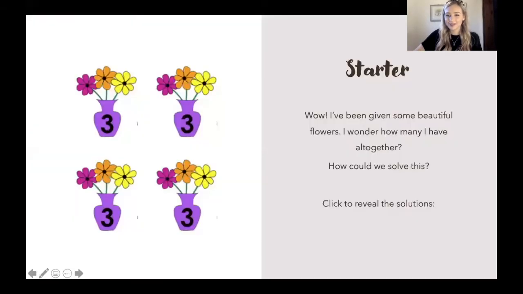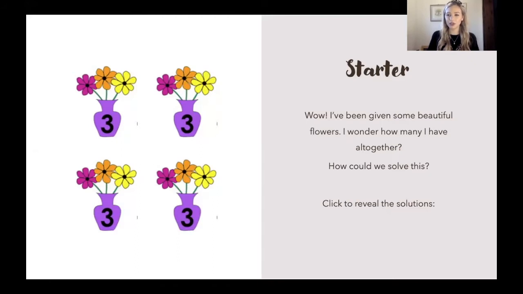This is our starter. It says, wow, I have been given some beautiful flowers. I wonder how many I have altogether. How could we solve this? And you can see that on the side I've got 4 bouquets of flowers, and in each of the flower pots I have got 3 flowers. So I've got 4 groups of 3. How could we solve this?